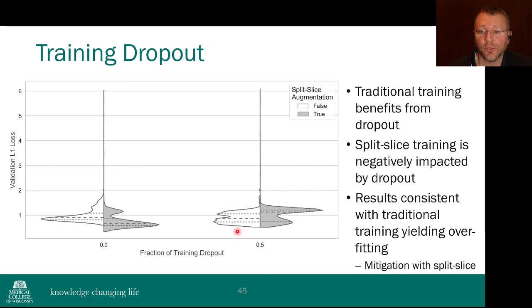Now, with the split slice formalism, we have that increased factor of 256 times the training volume. With that increased training volume, you run into less of an issue with overfitting. And in fact, when you include the dropout, you're working with less of the model each time you pass through doing the fit. And that causes the model to not fit as quickly and as robustly, leading to a reduction in performance.